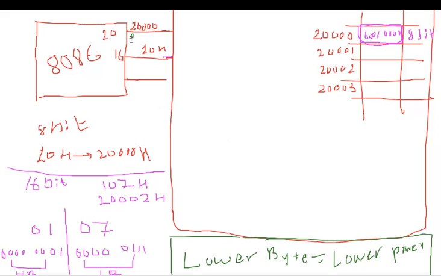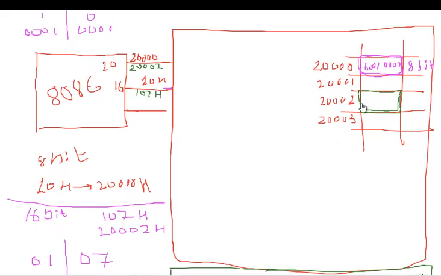Now we have 20,002 on the address bus, and we have the data 107H on our data bus. First, address bus will go and select the location 20,002. Now the main problem arises: the location which we have selected is of 8 bits, and the data which we have on our data bus is of 16 bits.